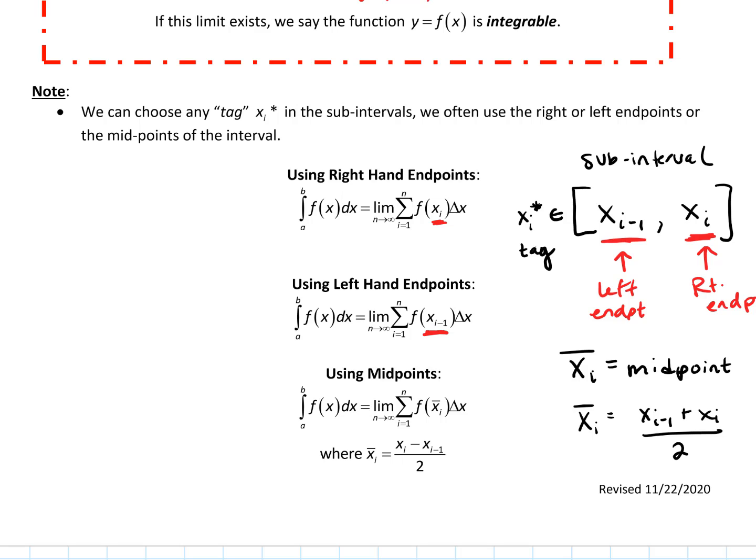The midpoint, by its definition, is x sub i minus 1 plus x sub i, over 2. I wrote that wrong at first. It is the average of those two. Okay, so that's where we're getting those definitions.